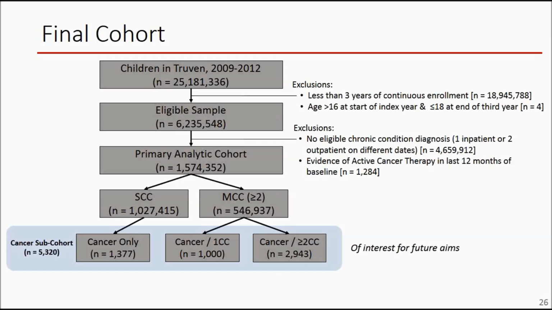About 1 million of them had a single chronic condition on file, and about 550,000 had 2 or more on file. And then of interest for my cancer cohort sub-analysis, about 5,000 of these kids were identified as being pediatric cancer survivors, so out of active therapy, and then split in the number of chronic conditions that they had.